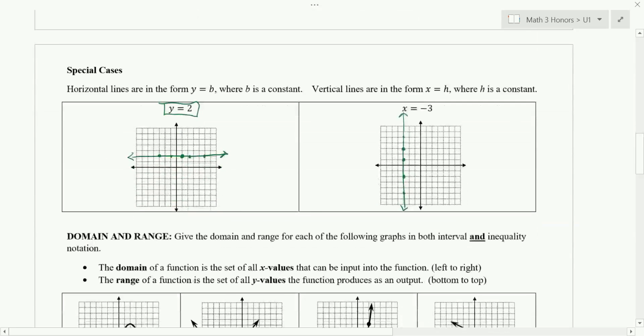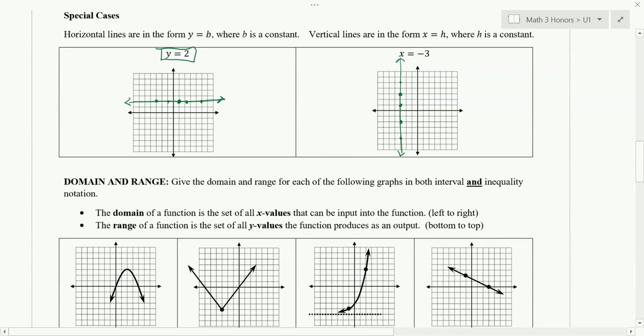So domain and range, here are the definitions. The domain of a function is a set of all x values that can be the input of the function. But when you're looking at a graph, you're looking at how far left, how far right that graph goes. The range of a function is a set of all y values that the function produces as an output. And when you're looking at a graph, you're looking at the height of that graph. What's the lowest? What's the highest?